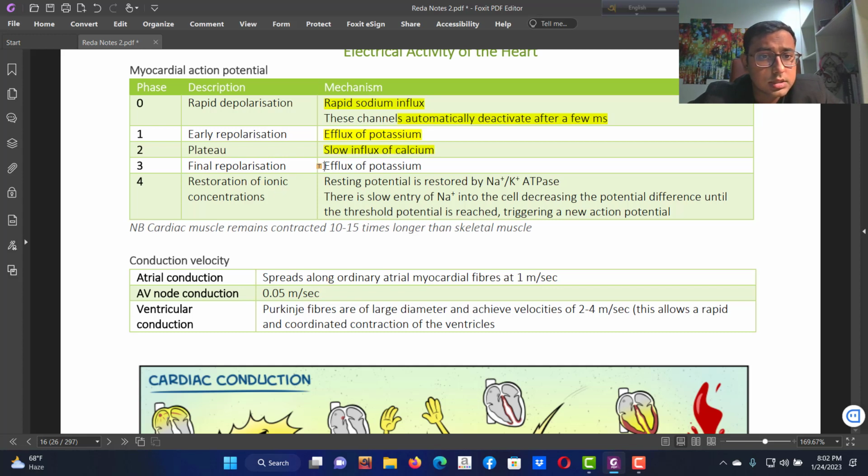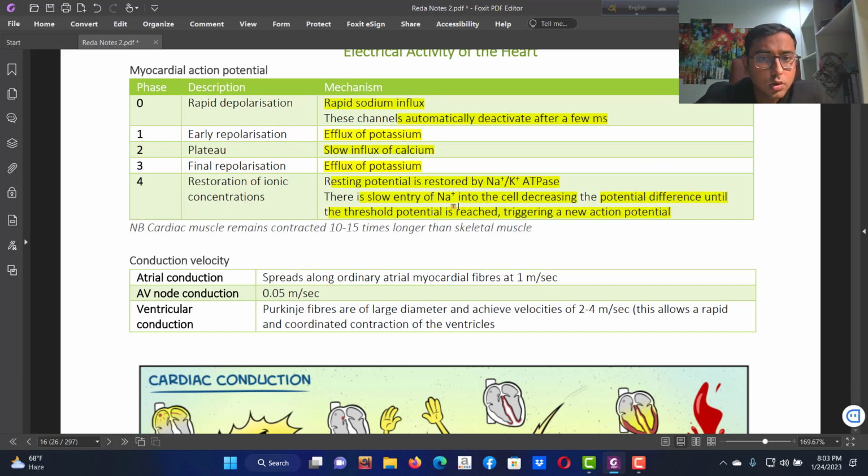Now the final repolarization is efflux of potassium at the periphery. So there is efflux two times, early repolarization and final repolarization. In between the two there is phase 2, that is influx. It's like depolarization but slow, not acute. Now the resting potential is restored by the sodium potassium pump, and there is slow entry of sodium into the cell, decreasing the potential difference until the threshold is reached, triggering a new action potential.